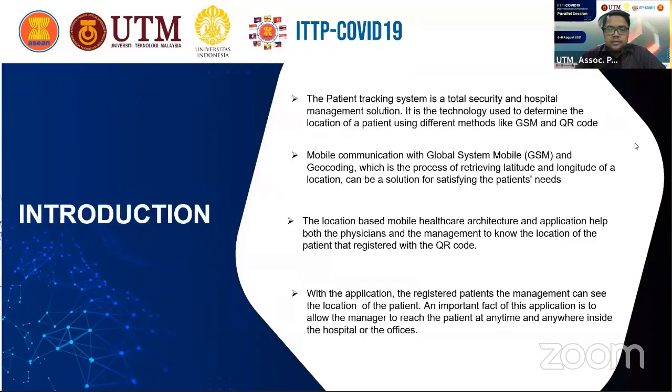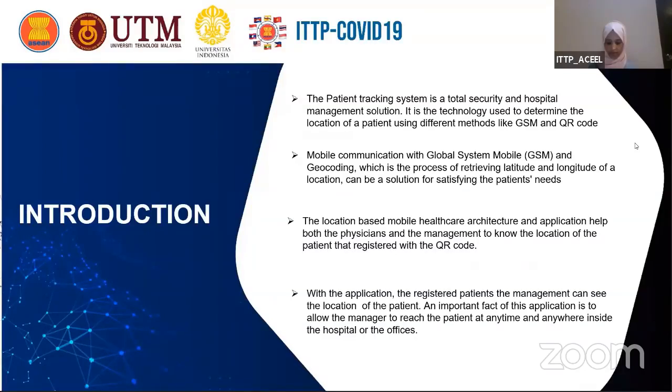So, the introduction. Firstly, the patient tracking system is a total security and hospital management solution. It is the technology used to determine the location of patients using different methods like GSM and QR code. Mobile communication with global system for mobile GSM and decoding, which is the process of retrieving the latitude and longitude of a location, can be a solution for satisfying the patient need.